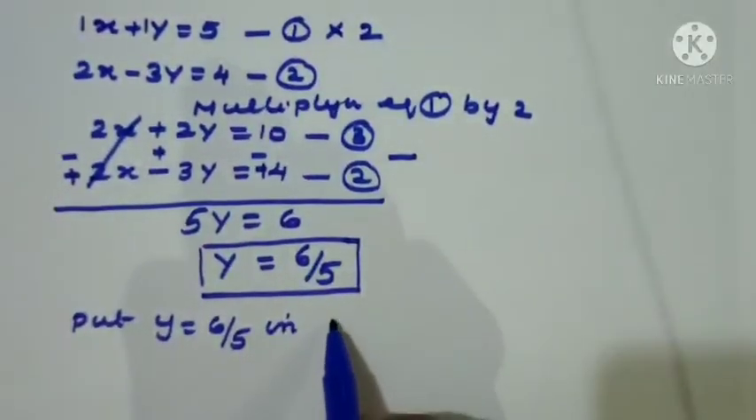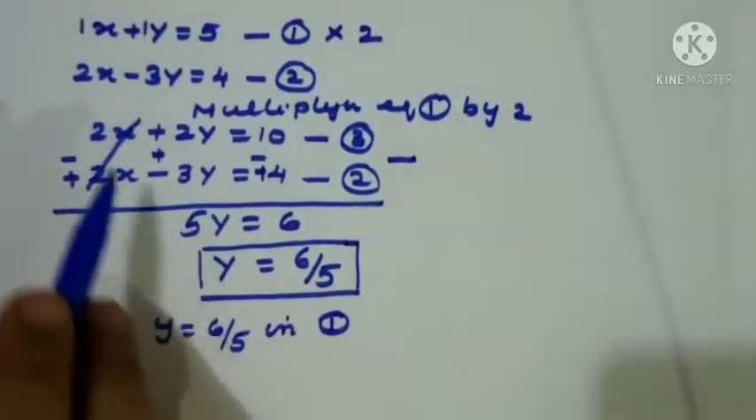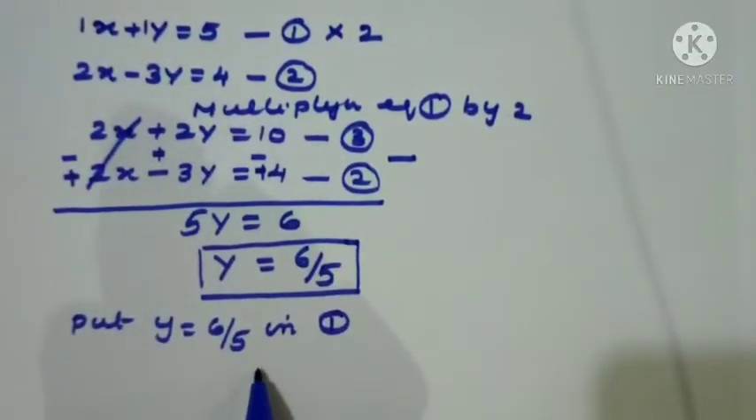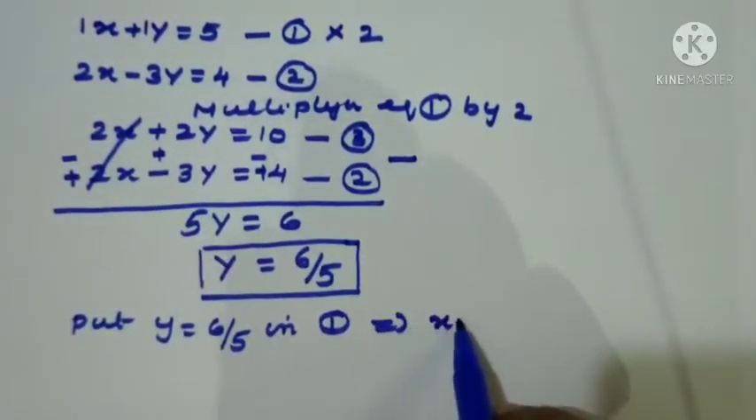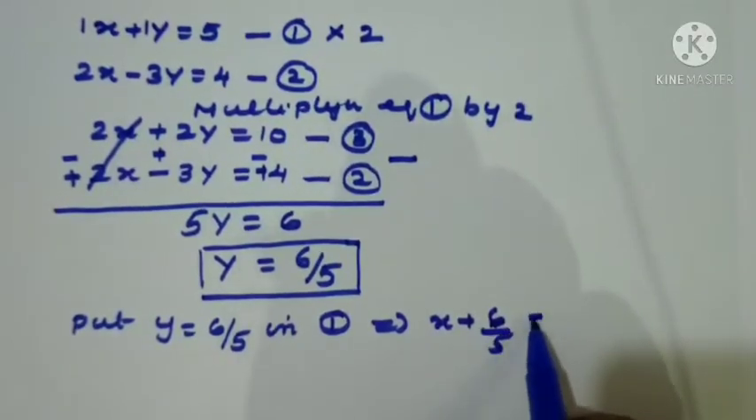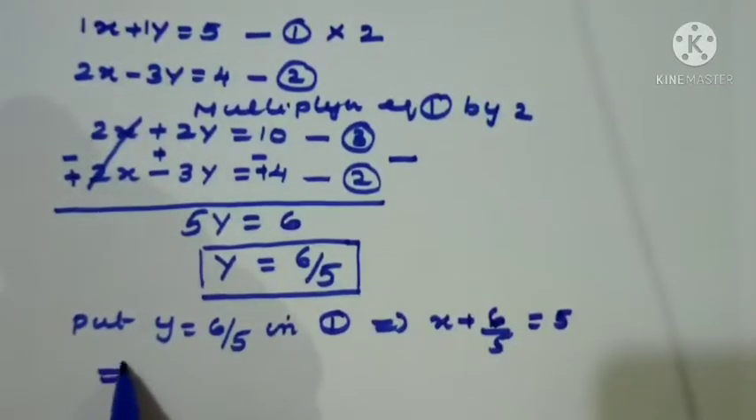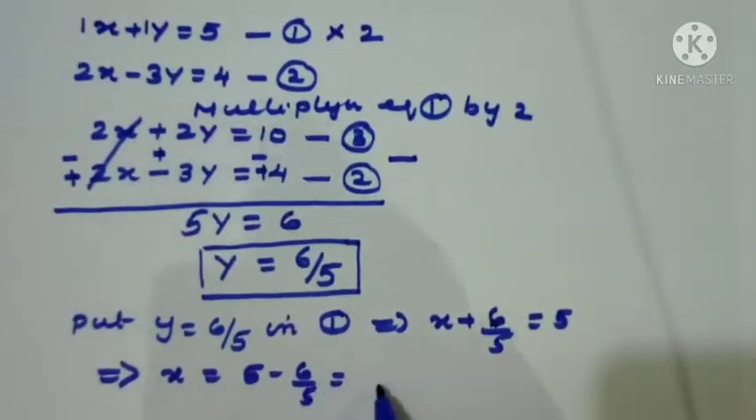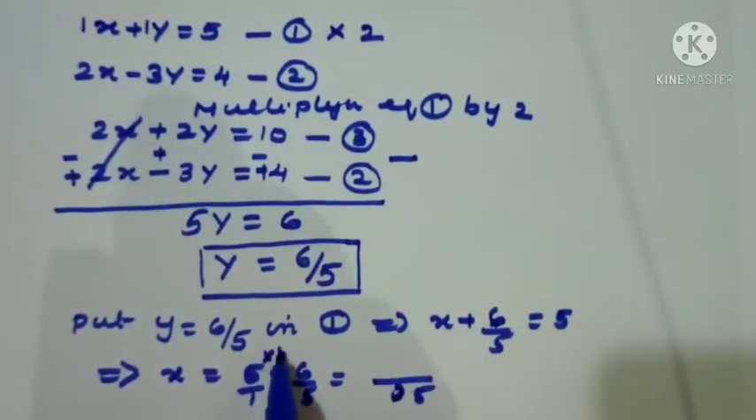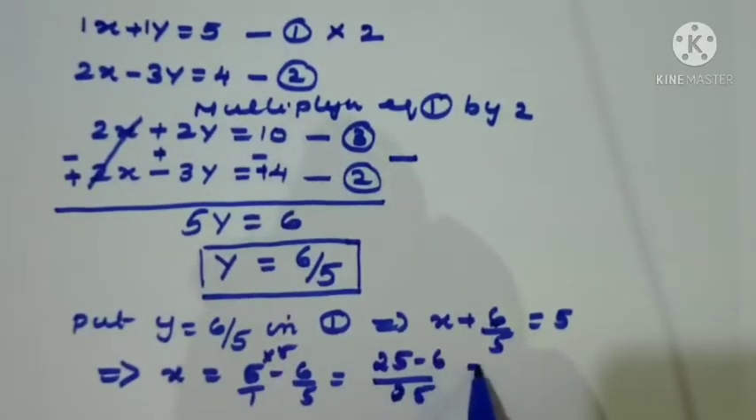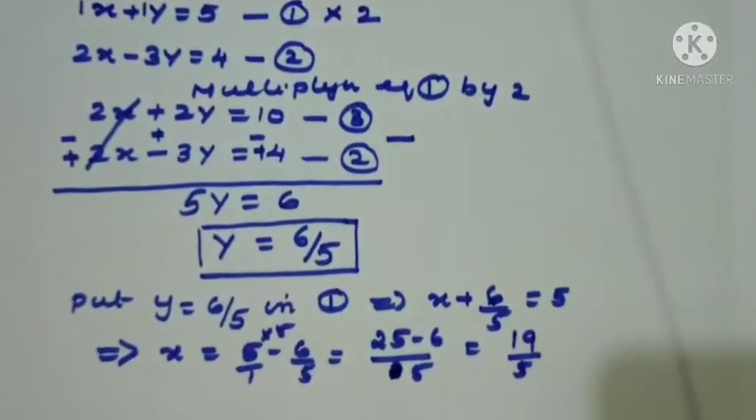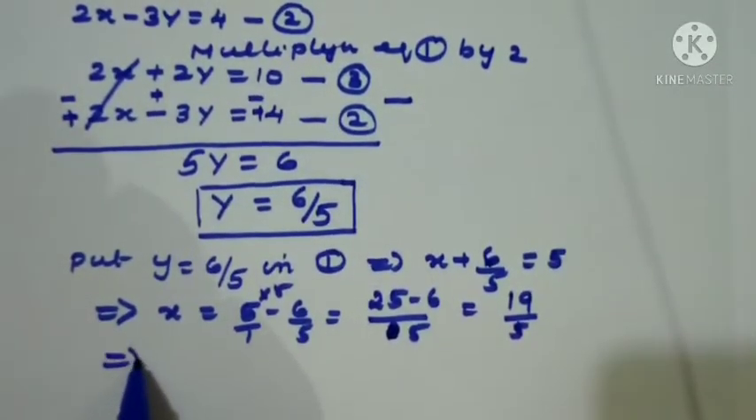The first equation is simple, so I'll write equation 1. Instead of y, it is 6 by 5. So x plus 6 by 5 equal to 5. Again, x equal to 5 minus 6 by 5. LCM, it is 5. 25 minus 6 is equal to 19, over 5. So what is the x value we got? This implies x equal to 19 by 5.